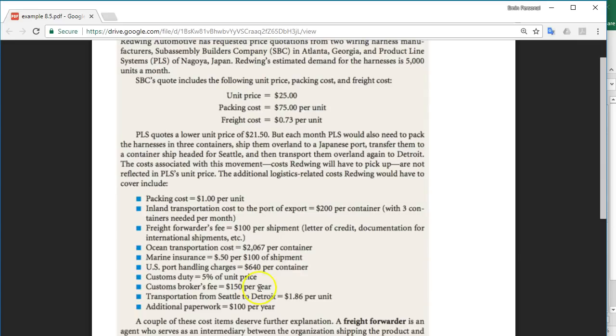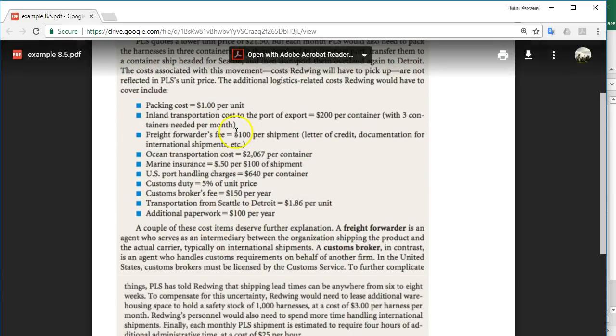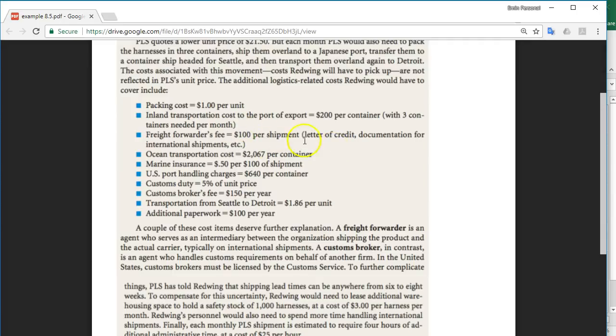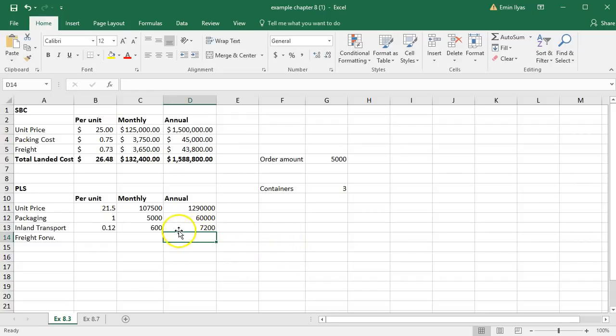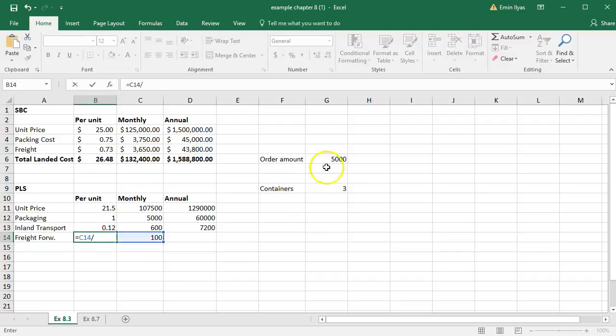The next one is our freight forwarder's fee. A freight forwarder is a person or a company which is organizing transportation of goods between countries. And in this case, they charge $100 per shipment. So we come to Excel. How many shipments will I have in 1 month? Only 1. And it means my monthly cost will be 100. Then per unit will be 100 divided by the number of units. And annual will be this times 12.